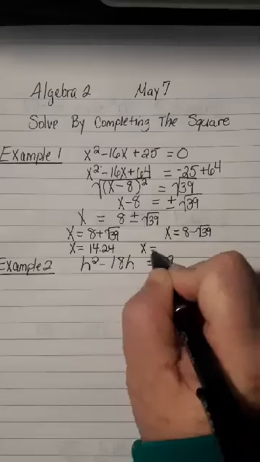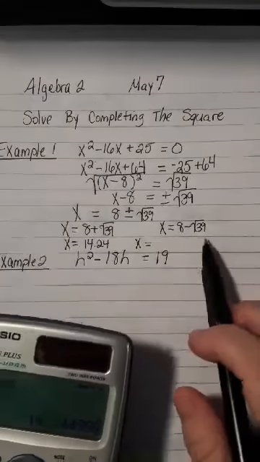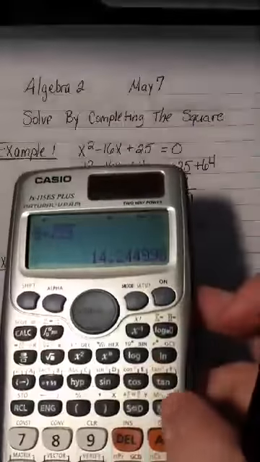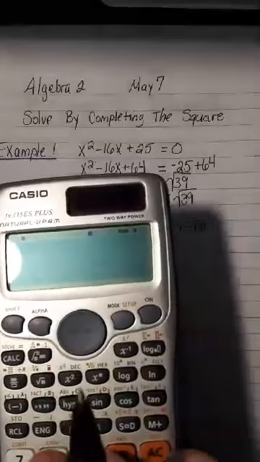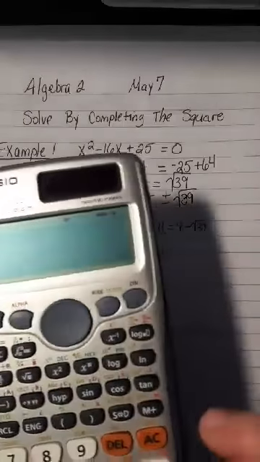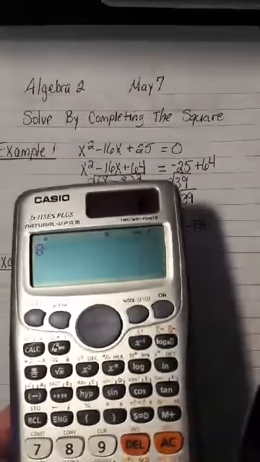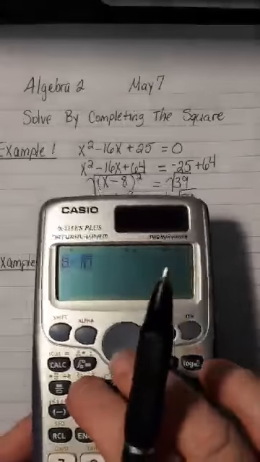And then you do it again with the minus in front of the square root of 39. Alright, so clear my calculator. I'm going to do 8 minus the square root of 39.